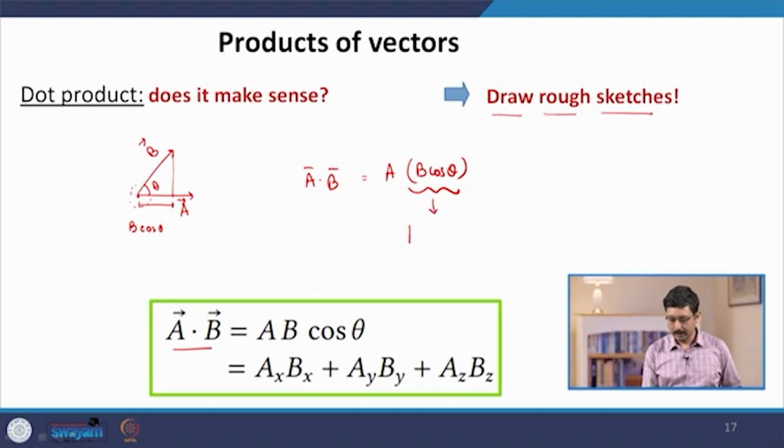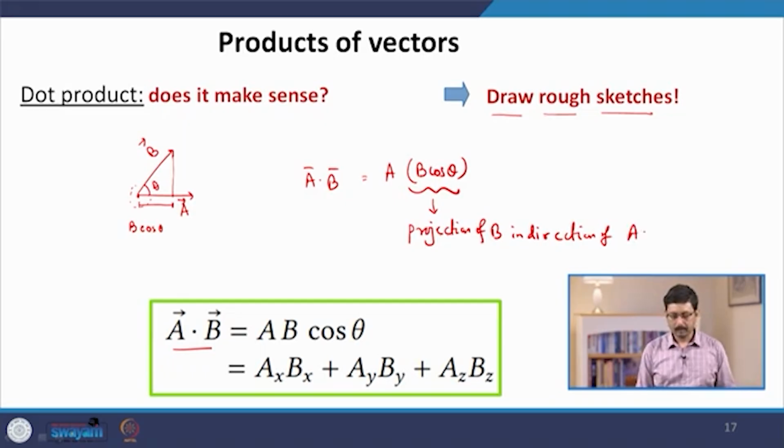So, this is called the projection of B in the direction of A. Then this A dot B is a number, first of all it is a scalar. If you do a coordinate transformation, it remains invariant. So, it is a scalar, it is a single number, it is only magnitude, no direction, and this represents the projection of B in the direction of A times A. So, you are multiplying the magnitude of A by the projection of B along A.